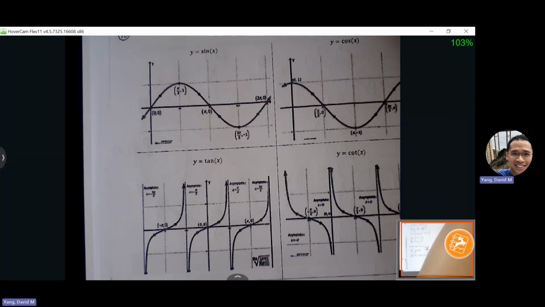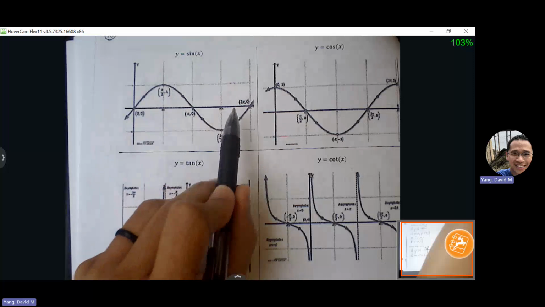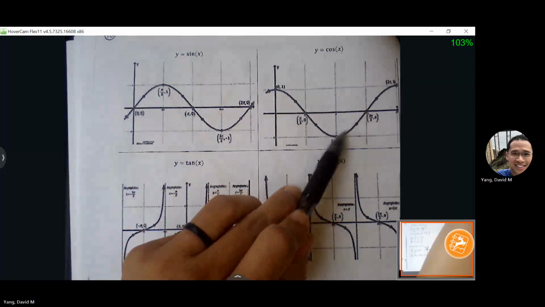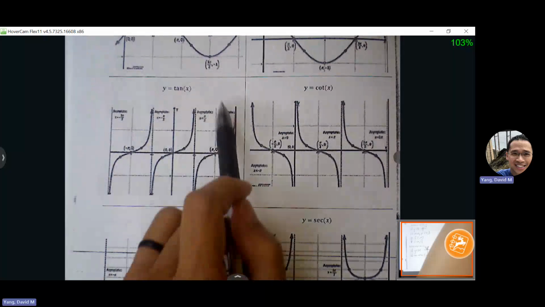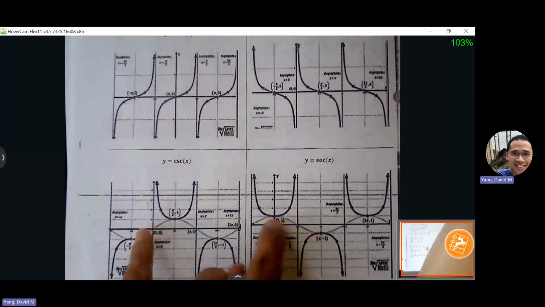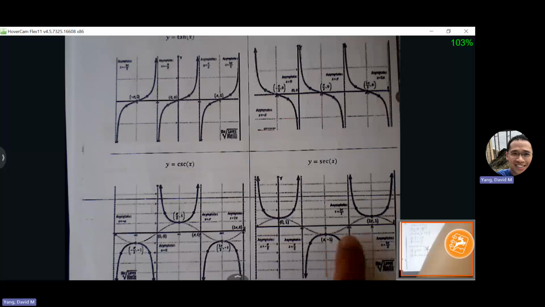We don't have to worry too much about graphs, but just as a quick review, the sine graph starts at 0 and then goes up. Cosine starts at 1 and it goes down. It's like a cup. Tangent has a positive slope to it. Cotangent has a negative slope to it. And then cosecant and secant are just kind of parabolas that are building off of the peaks and valleys of your sine and cosine graph.